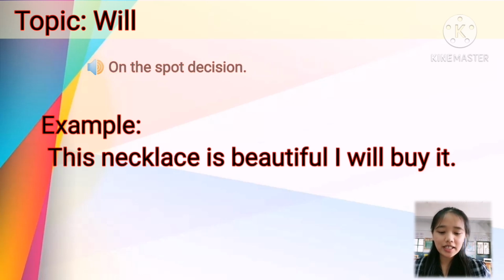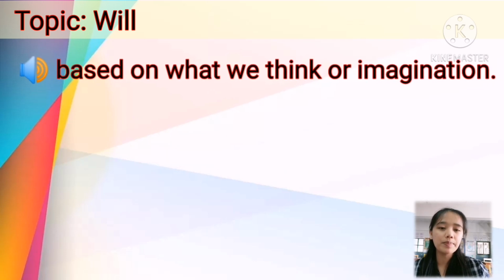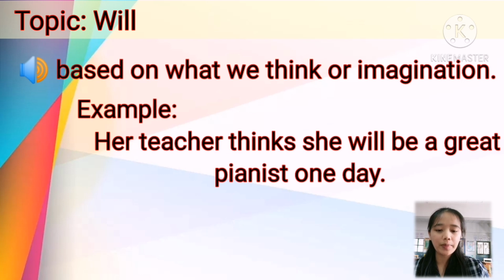The next one is when we use "will" to make predictions based on what we think or imagine. For example here, her teacher thinks she'll be a great pianist one day. This one is just a prediction. It means that the teacher doesn't really know what will happen to the kid in the future, if the kid will be a pianist or something else.